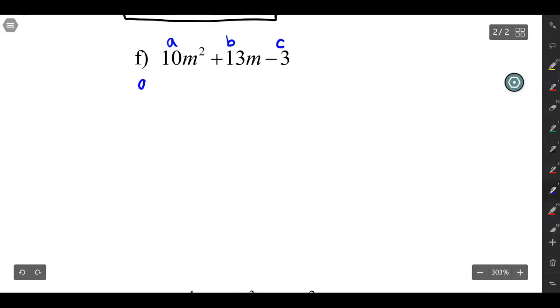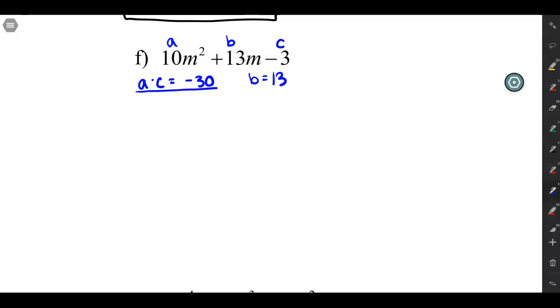I'm going to multiply the A and the C together. So A times C, 10 times negative 3, that's a negative 30. Make sure you keep that negative with it. My B is 13. So now I'm going to look for pairs of numbers that multiply to negative 30. Remember that when you're multiplying two numbers and you get a negative, one of your numbers has to be negative. So you could do 1 times negative 30, or you could do negative 1 times positive 30.